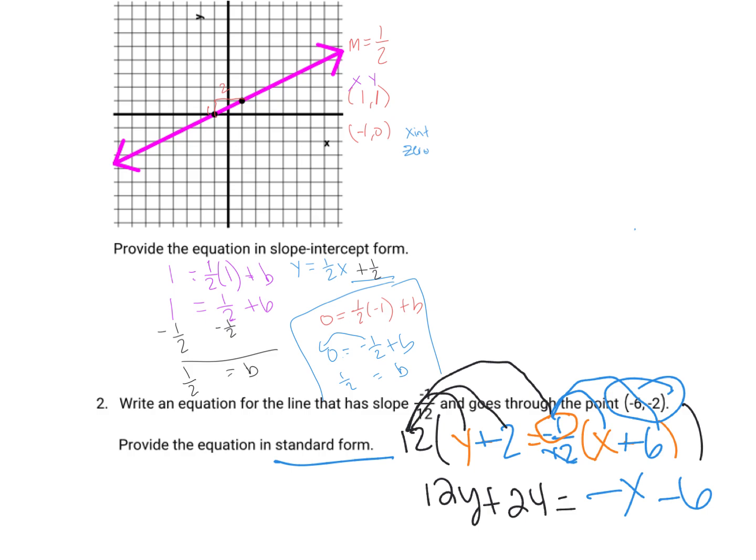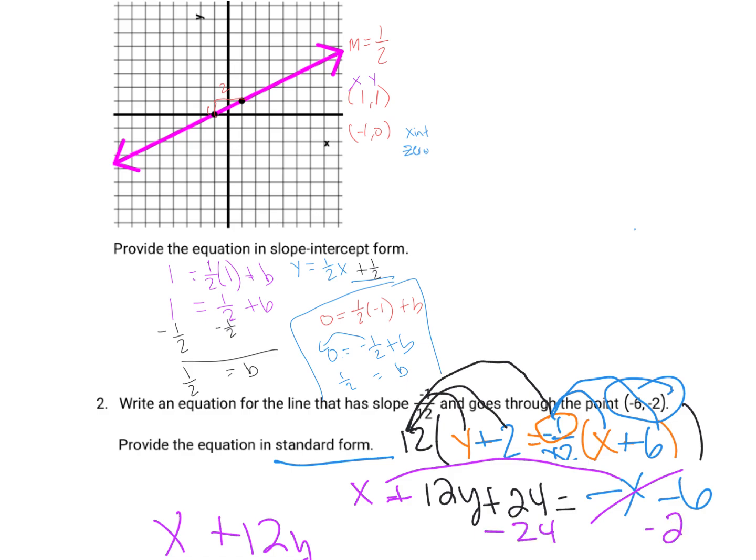Is x positive? No. So let's move it. So if it is negative over here, it's going to be positive on the other side. So positive x. And if 12y is already positive, you're going to put a plus sign. Okay, so now that is gone. What do I need to get rid of on the left? Because I'm only supposed to have x plus 12y. Exactly. Opposite of positive 24 is negative.